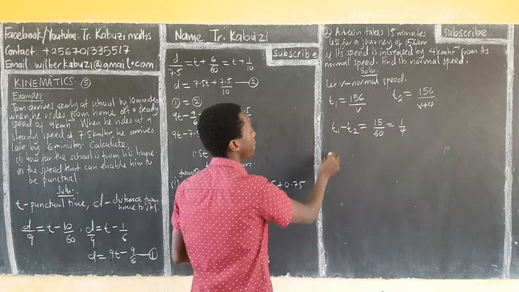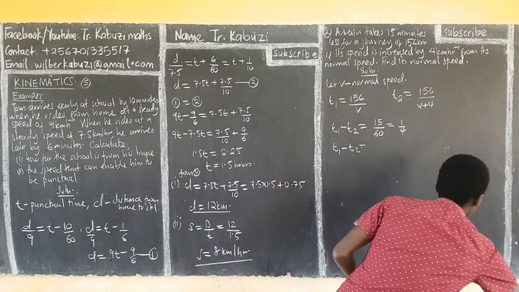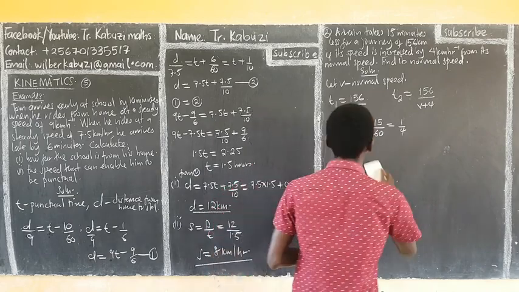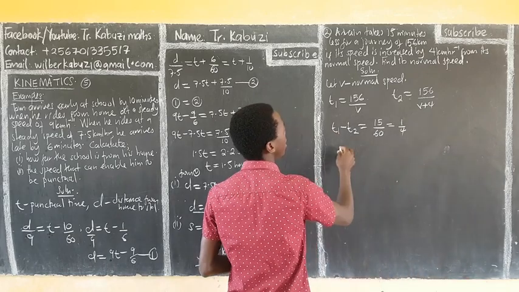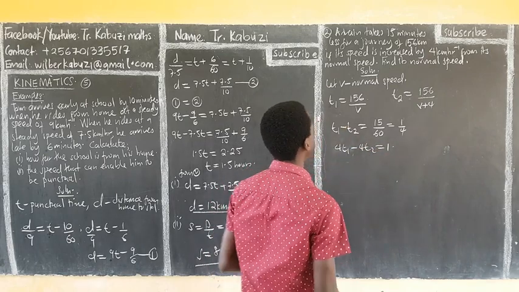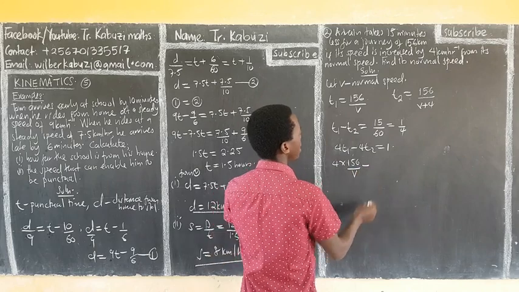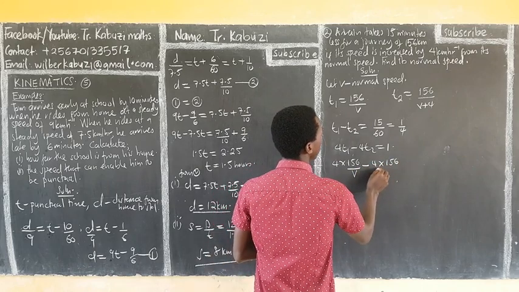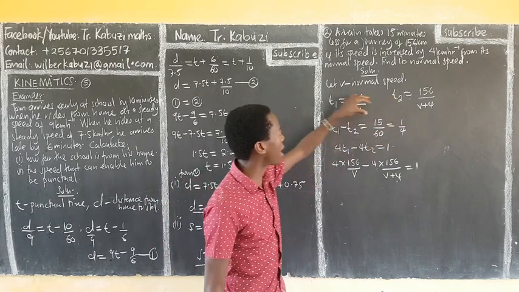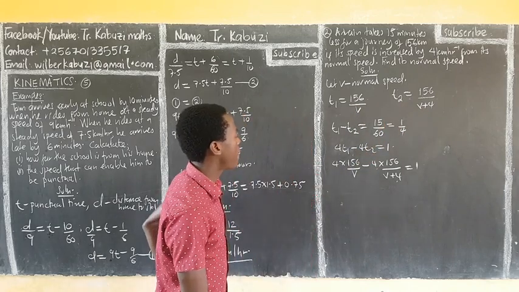So now our T1 minus T2 is equal to a quarter. Anyway, you can multiply through by 4. Allow me to multiply through by this 4 here. So now I'm going to have 4T1 minus 4T2 equals 1. Now I'm going to substitute here. This is going to be 4 times T1, then minus 4 times 156 over V plus 4 is equal to 1. Of course, this one is going to be bigger than this. That's why the difference has to be a quarter. This one has a smaller denominator than this, so this one is bigger.